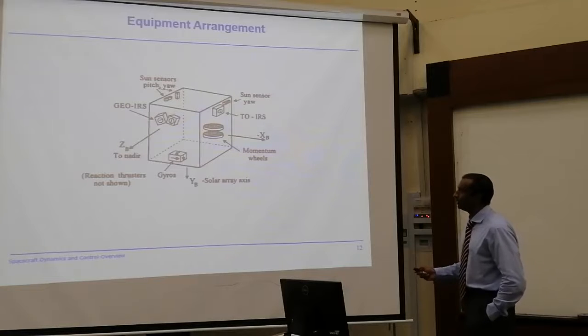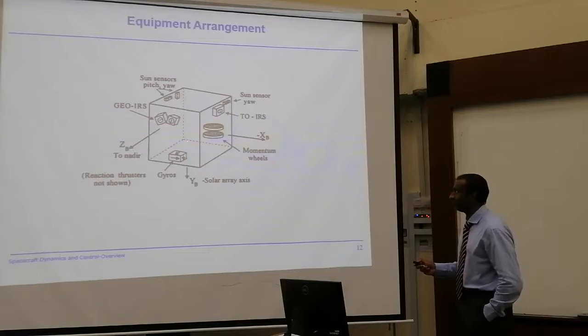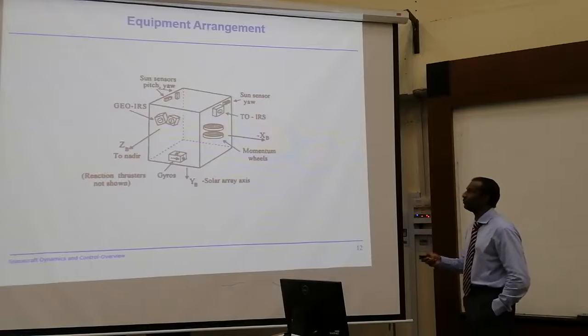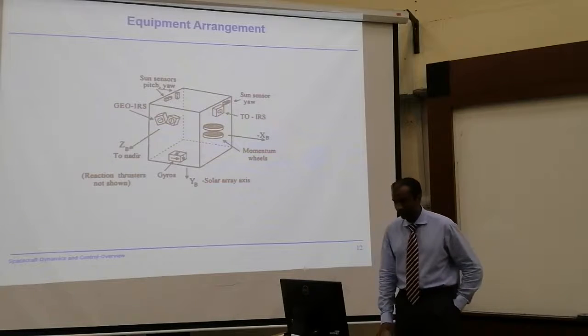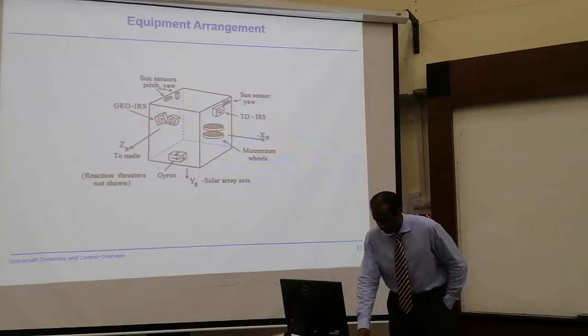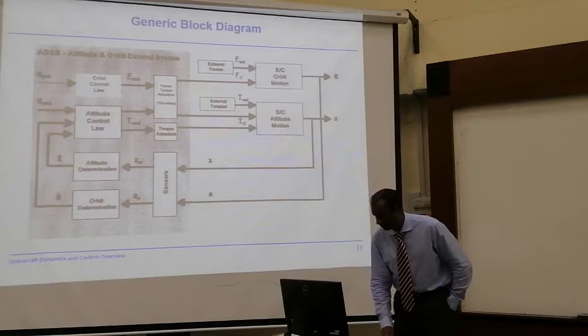A typical satellite has all those items which I have mentioned practically. You have gyro, the inertial reference system, gyros, reaction thrusters, sun sensors, momentum wheels, sun sensors, all those. These are just to tell you how you are going to bring all this system into play. If you want to put all of them together, this is what you're going to have.